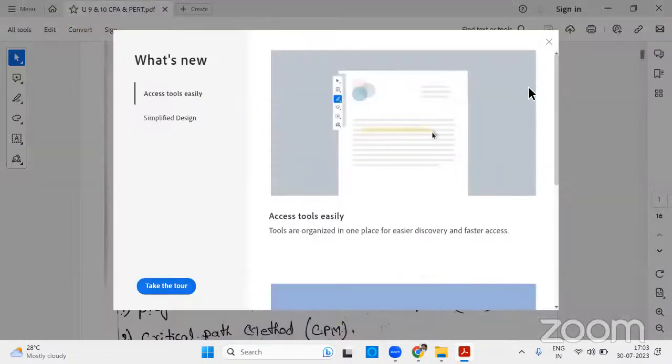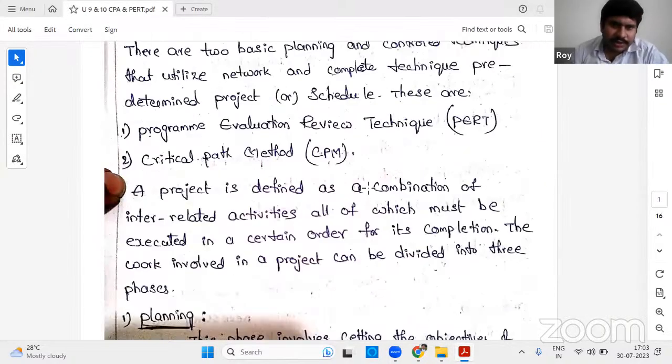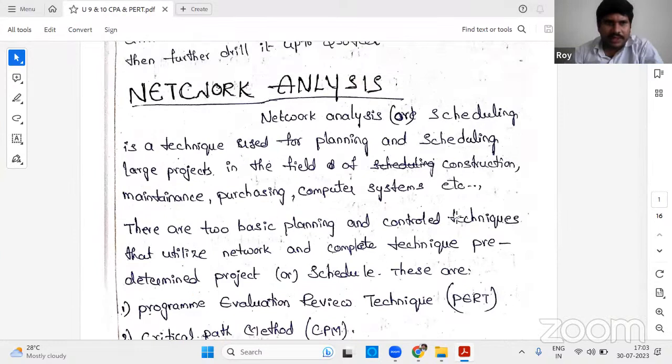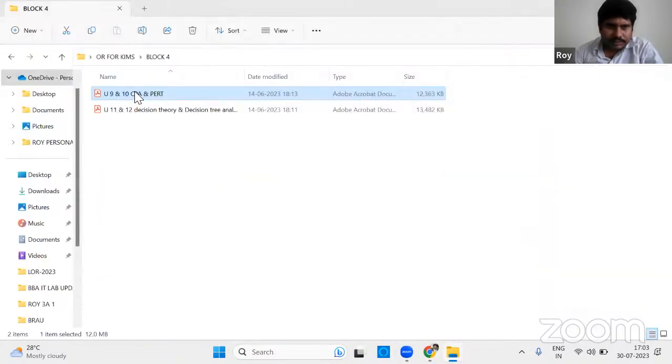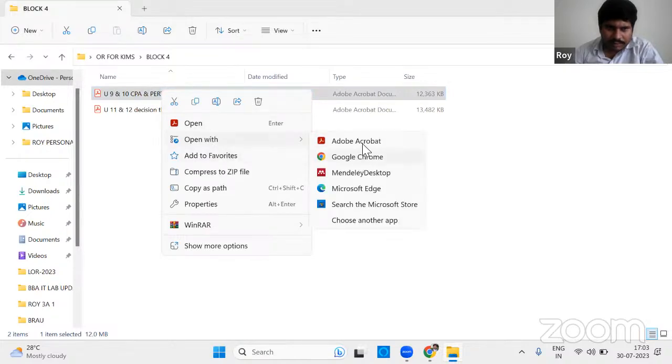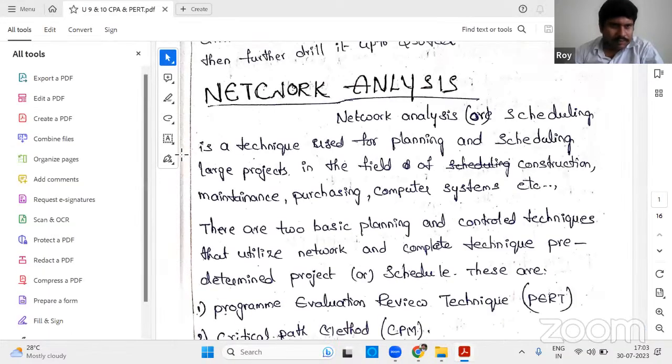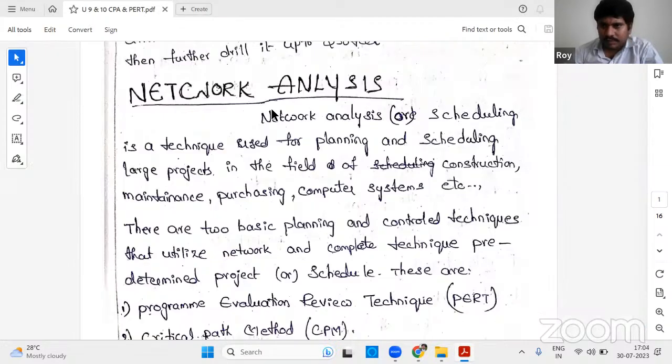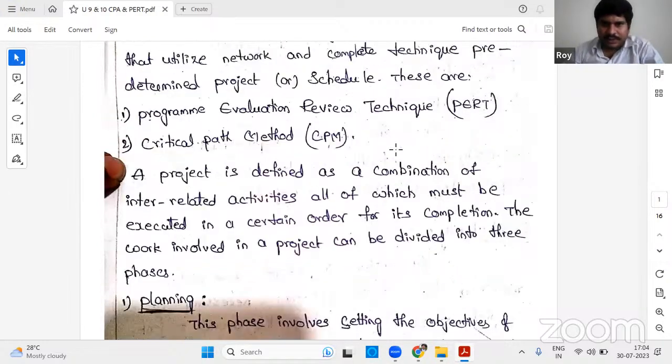Yes, sir. Okay, this is a very important thing, as I'm telling you, PERT and CPM. This is my student notes. Network analysis.